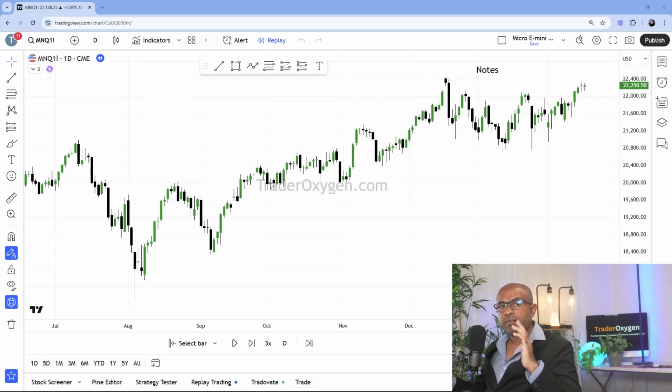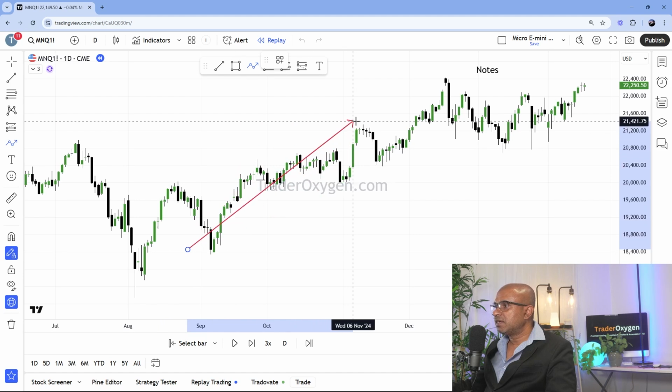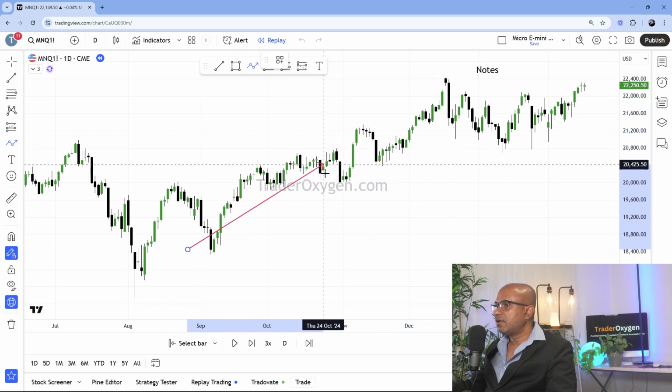Okay, so I'm in the micro mini Nasdaq index futures daily chart. The first thing we have to do when we are taking a trade is look into the daily bias or the direction. So if you look over here, in the recent price swing, price is going up in an uptrend all the way.